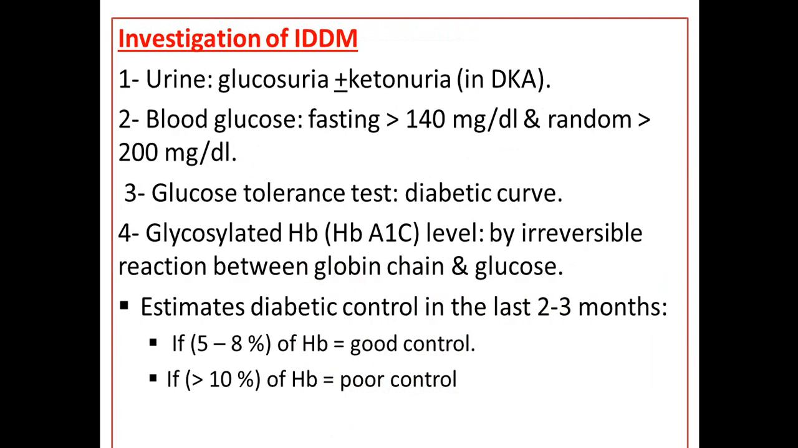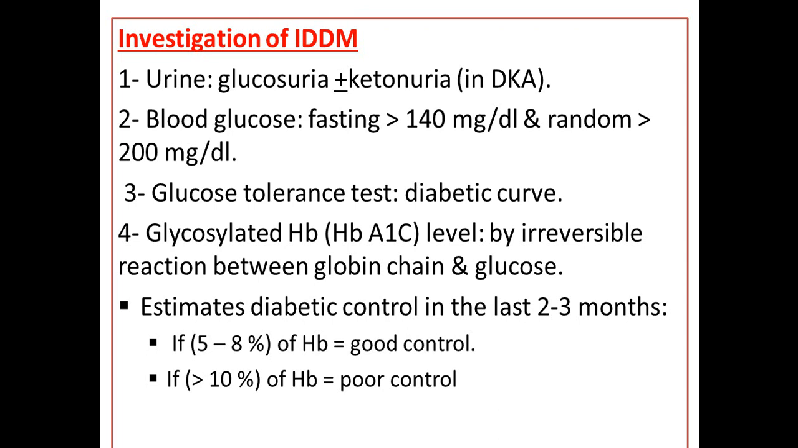So what is the investigation? First of all, we have to check the urine for glucosuria and plus or minus ketonuria. So there is high sugar in urine, and there are ketones in urine, maybe 1, 3, or 4 pluses according to the patient's condition. And the fasting blood glucose is more than 140 milligram per deciliter, and the random is more than 200 milligram per deciliter. Glucose tolerance test shows a diabetic curve. As we said, it is still high 2 hours after the postprandial dose of sugar.